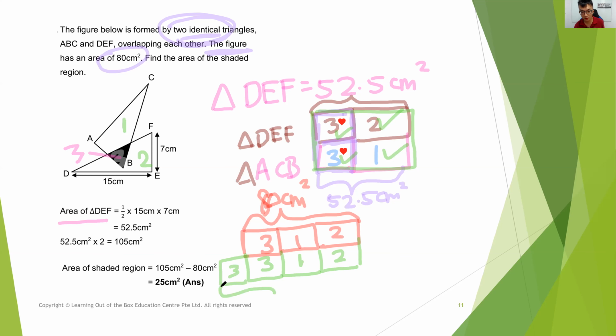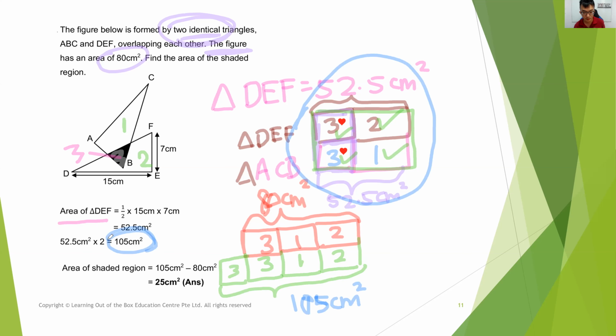What should we label below? Everybody, type in the answer. The more you participate, the more you learn. Combine is how much? Yes, very good. 105 cm square. Can you see that 105 is here as well?